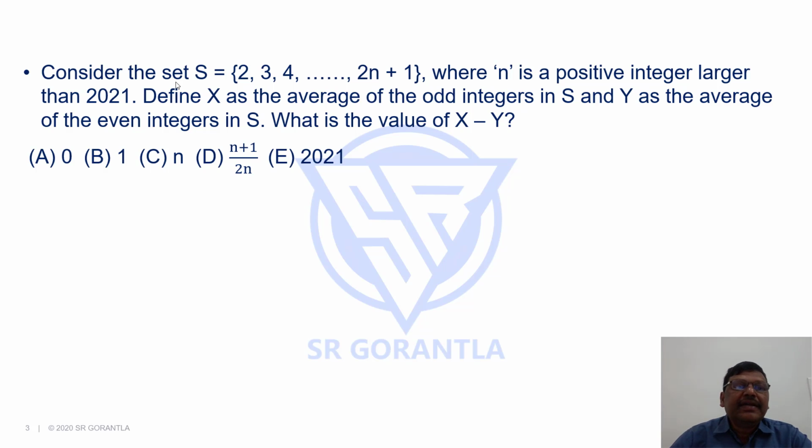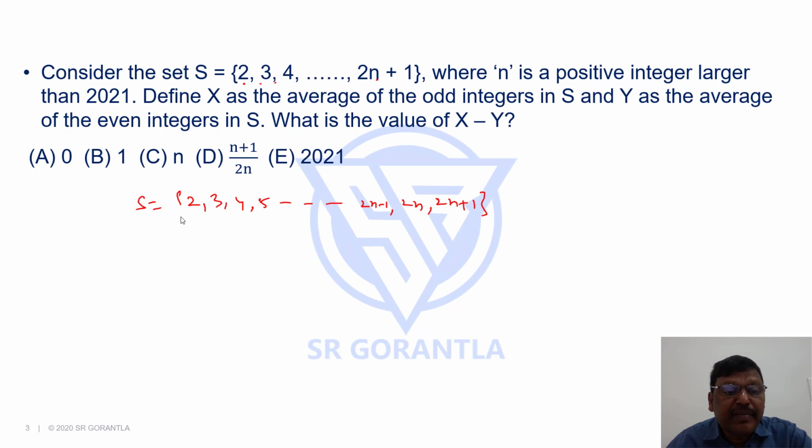Right. Consider the set S which has elements 2, 3, 4 up to 2n plus 1. Let's write it here. 2, 3, 4, 5 and so on, 2n plus 1. So what could have been the previous element? 2n. What could have been the previous element? 2n minus 1 and so on. So these are the elements of set S. And what is the n value? N is a positive integer larger than 2021.